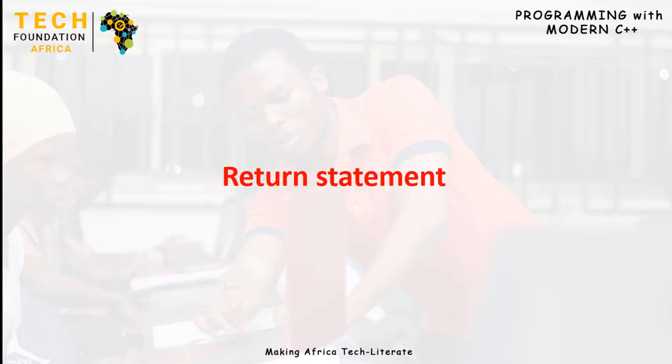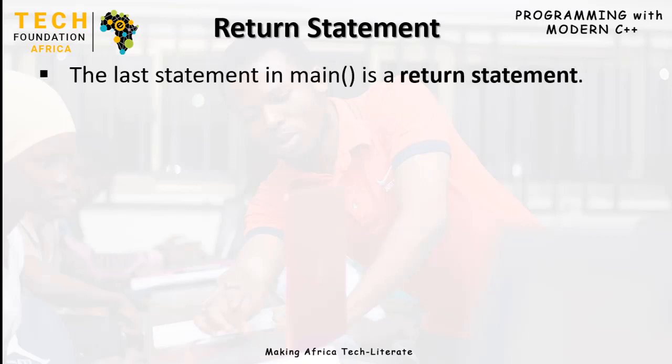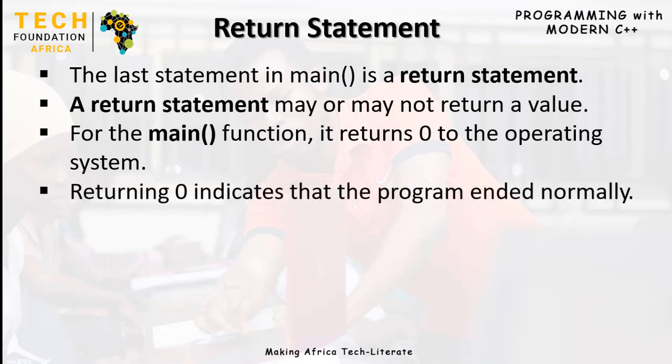Now, finally, the last statement in the body of main is the return statement. A return statement ends the function and returns control to where the function was called. Now, in the case of the main function, it ends the function and returns control to the operating system, because the main function is always invoked by the operating system. So if the return statement returns control to whoever calls it, then for the main function it will always return to the operating system.